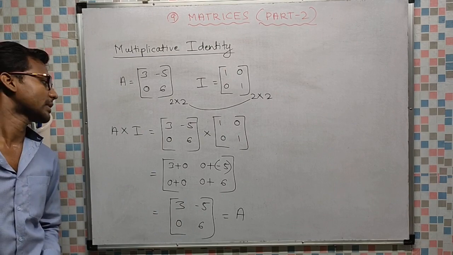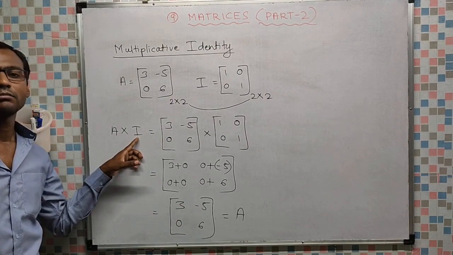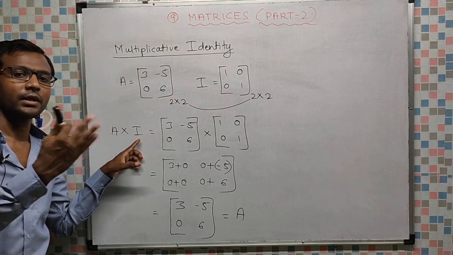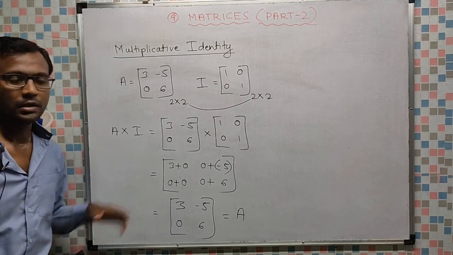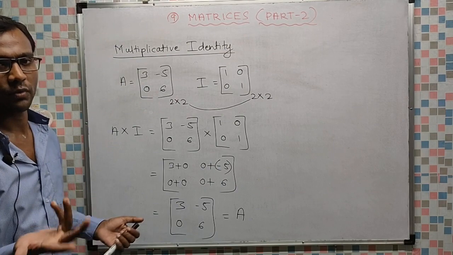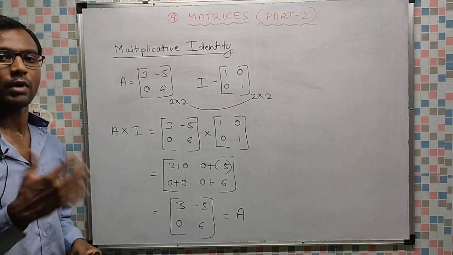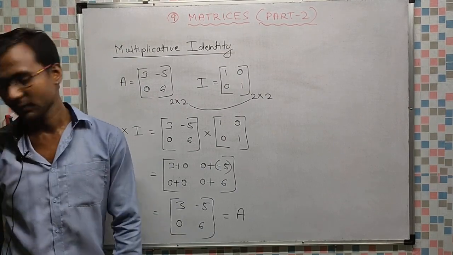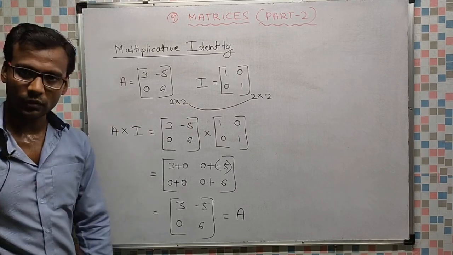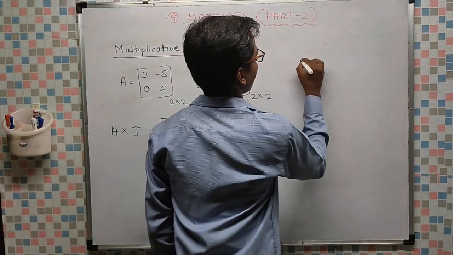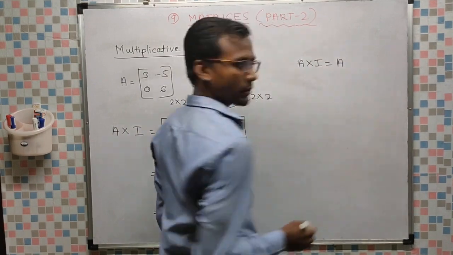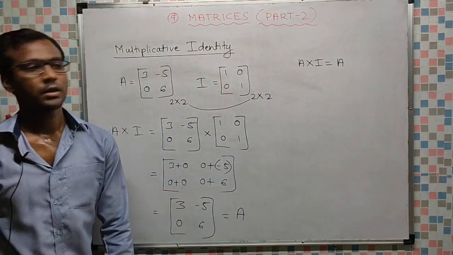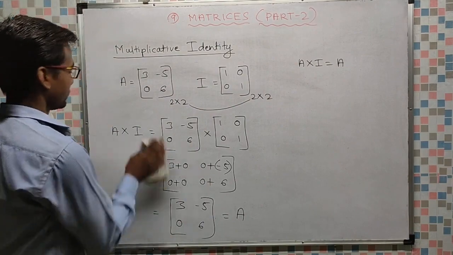For that reason we say that I is the multiplicative identity of every other matrix in matrices. Now let us find I into A, if it is possible or not, and let us see if possible what we are getting. We got A into I is equal to A. Now let us find I into A.